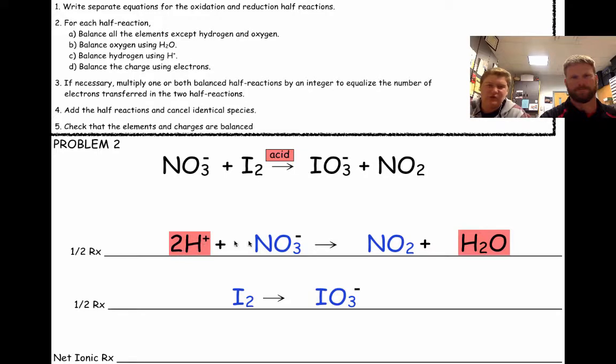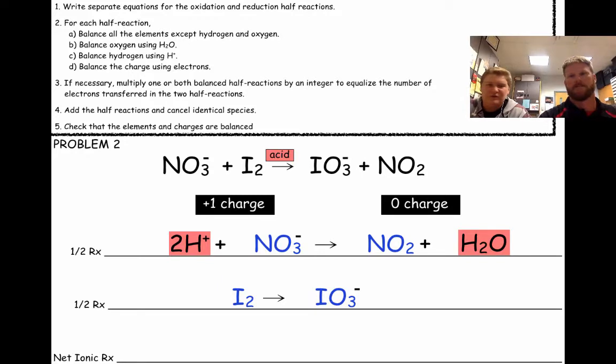So now we check the charges. So we've got 2 plus on that side and a 1 minus, so that's overall a positive 1. And then on the other side, we don't have any charge right now. So to make them be equivalent, we have to add an electron to the reactant side. And that means if we're adding an electron, we're gaining electrons, so that is going to be our reduction reaction. Very nice.